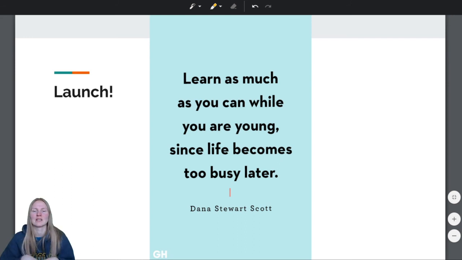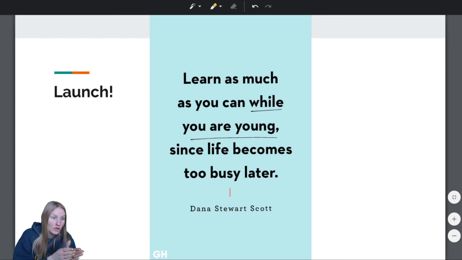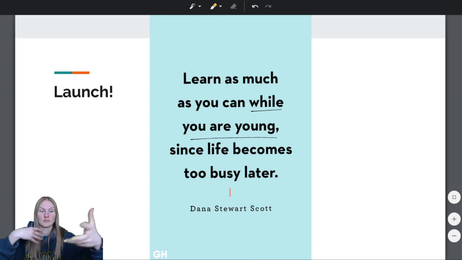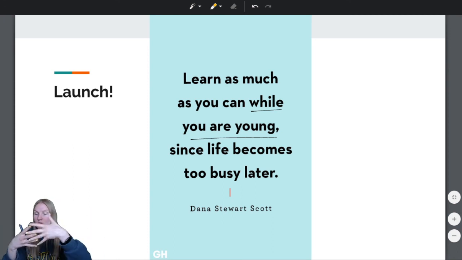This launch is getting a little long, but take advantage of the opportunities you have to learn now while you are young, because life becomes busy later, and the more you learn when you're young, the more you can learn when you're older, right? Learning builds off of itself.